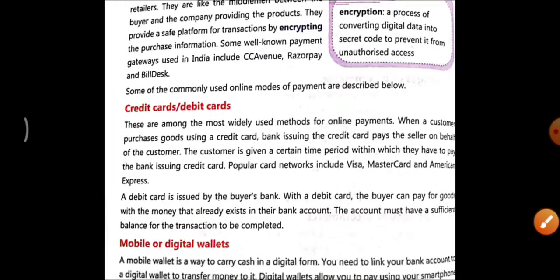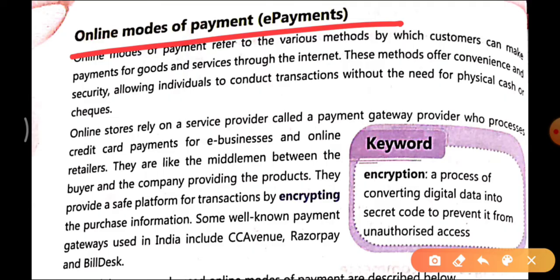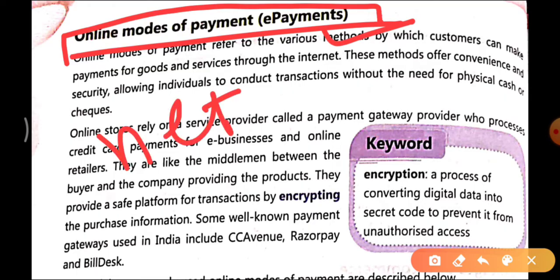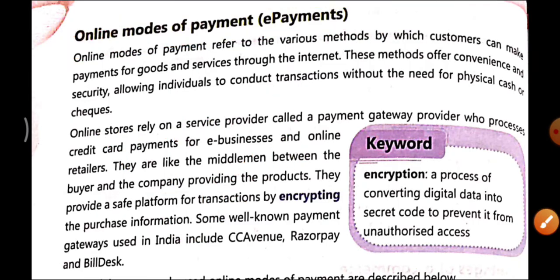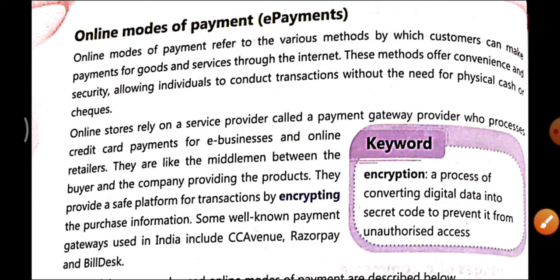Now the next thing is online modes of payment. Yes, you can buy online, but you have to pay online also, though the option is also there for paying cash on delivery. But if you want discounts and offers, you have to pay online. For online payment, e-payment, there are many options like net banking, then cards, credit card, debit cards, then wallets as well. All these are online payment modes.